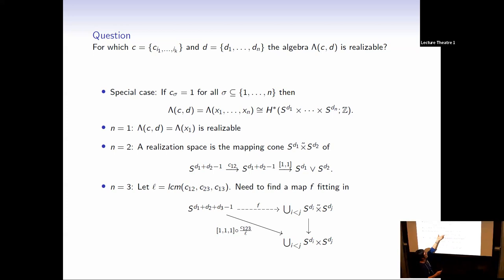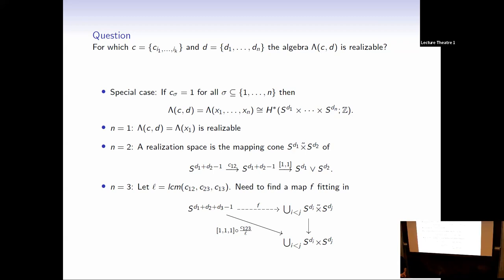And you want to make sure that when you compose it with the map descending to the fat wedge of the product S^d1 times S^d2 times S^d3, this composite map is homotopic to a multiple of the higher Whitehead products. And finding such a map is not easy. Although when n equals three, you can still put some conditions on the degrees to construct such a map, when n equals four, I think this method already becomes unworkable.